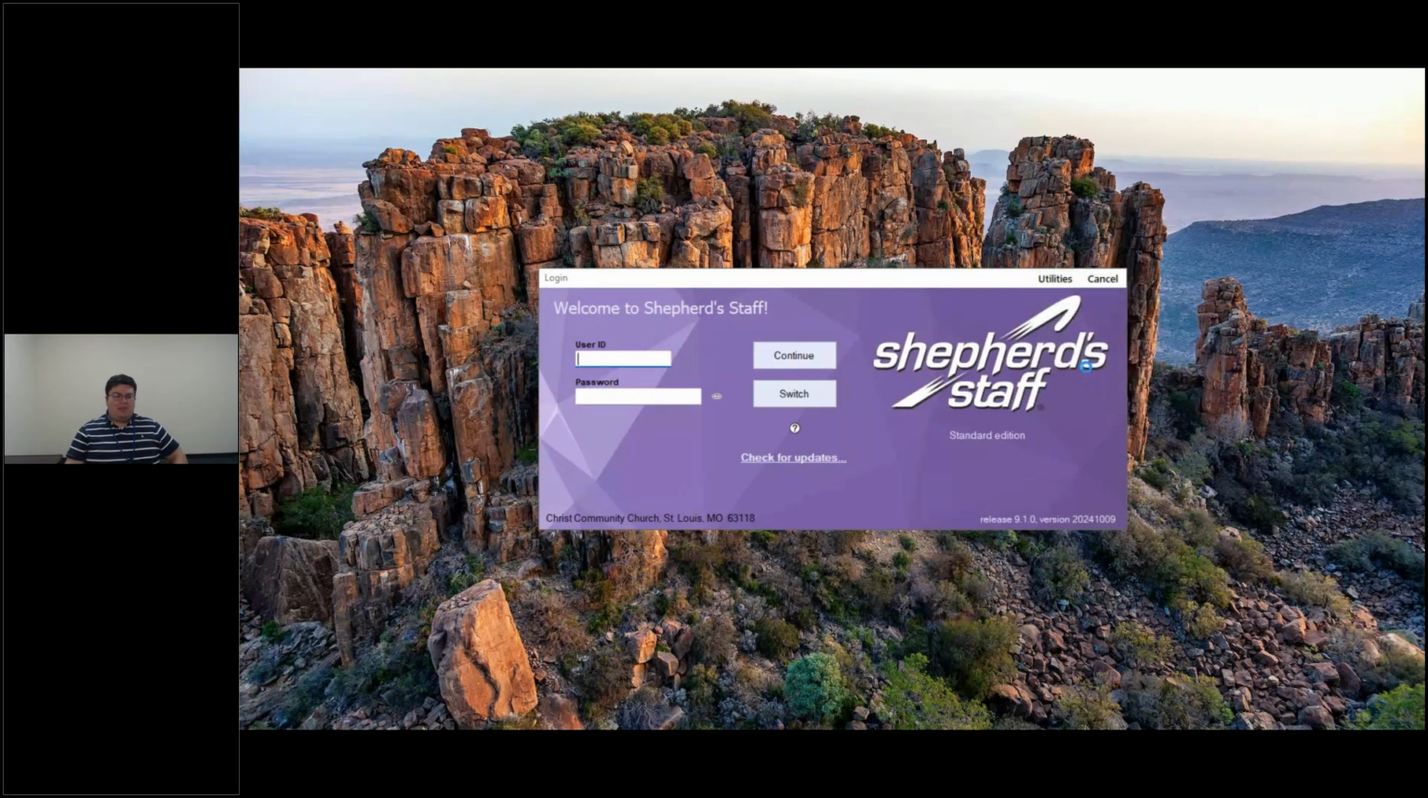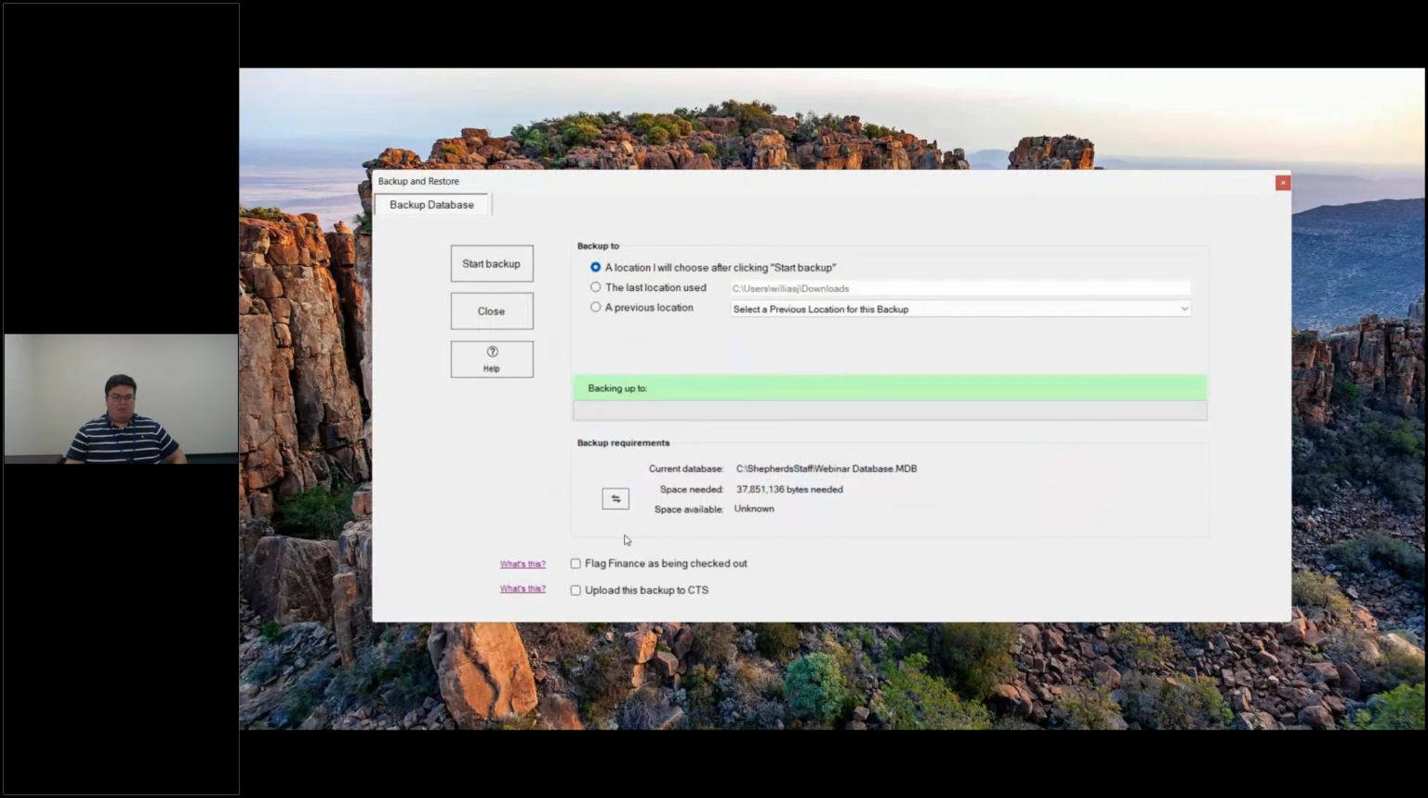If you look down at the bottom, I'm going to hover around it quickly with my mouse, but there's an option here that says flag finance as being checked out, which you can run when you make a backup. We're not actually going to run this today. But if you have a separate computer where the person who does the finance works on their finance separately, what this allows you to do is check out finance from the main computer, preventing anyone from making any changes or adding new information in there while the finance person is using it.